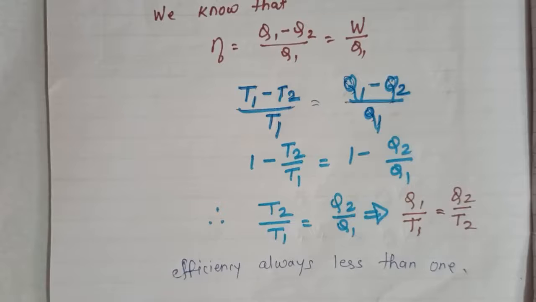Efficiency is always less than 1. Efficiency of Carnot engine depends upon temperatures, that is T1, T2. T1 is the temperature of source and T2 is the temperature of sink. And efficiency does not depend upon the nature of working substance.